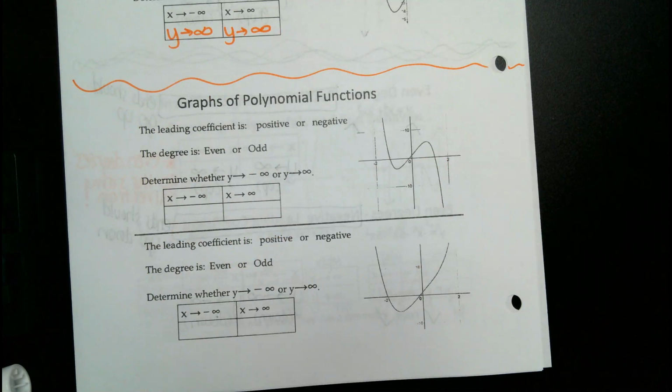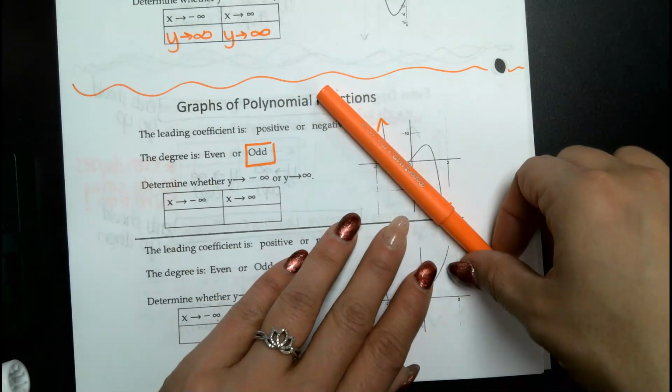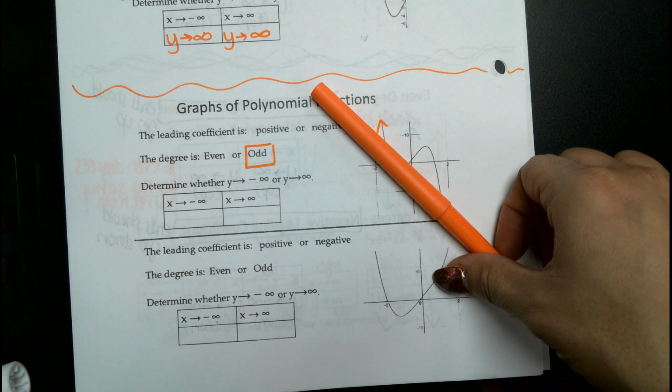Okay, next one. Looks like they're going opposite directions this time. So opposite directions means odd. So it's an odd. We've got it increasing on the left, decreasing on the right. So if I were to put my pen here for a slope, which means it would be a negative leading coefficient.